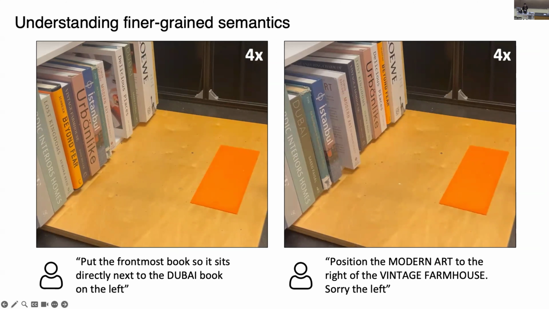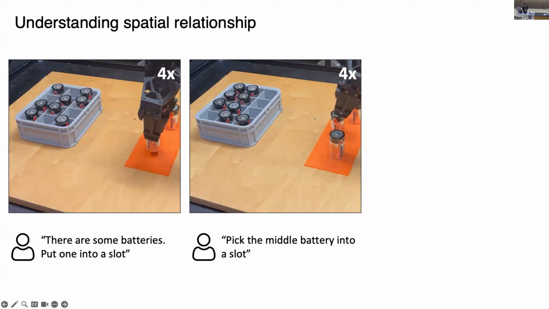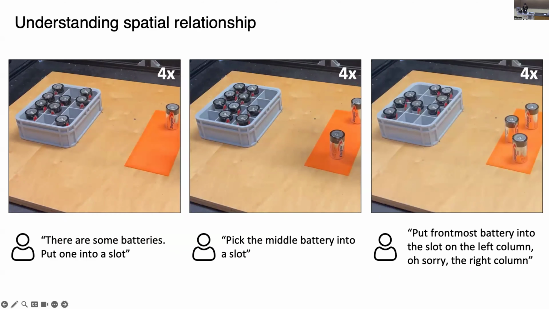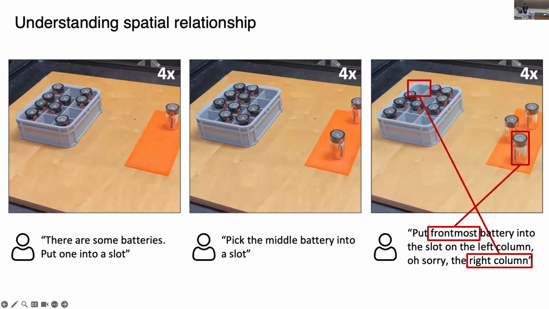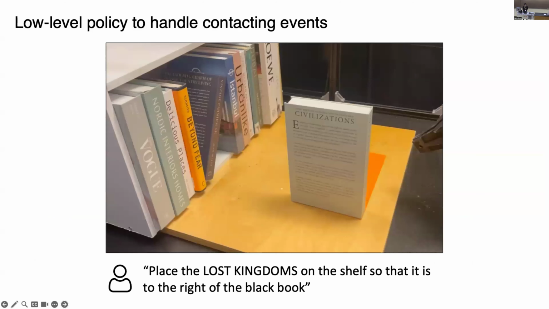It also works very nicely with this battery packing task. For example, the rightmost one is to put the frontmost battery into the slots on the left column, and maybe you can say, okay, I retract, it actually should be the right column. And we are able to generate the correct heat map using this foundation model generated code and synthesize the robot's actions of successfully doing this task.